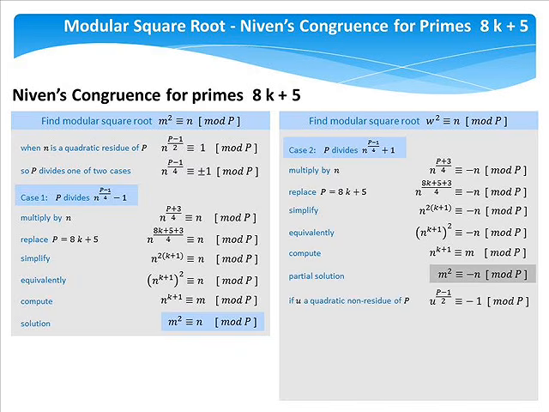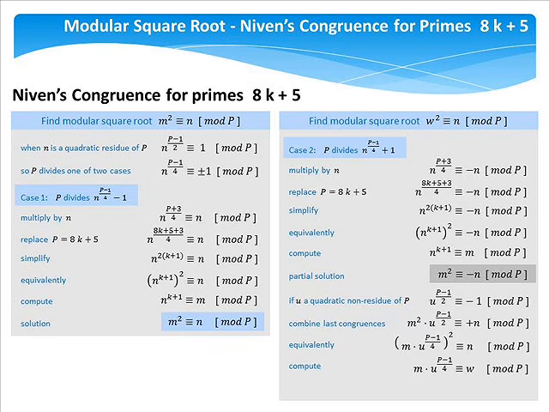To resolve this, we introduce a quadratic non-residue u. Combining this congruence with the partial solution obtained before, we rearrange the left-hand side into a perfect square, leveraging the fact that 4 divides p minus 1. Finally, to determine the solution m squared congruent to n modulo p, we compute the residue of m times u raised to p minus 1 over 4 modulo p, achieving the desired result with n as the residue.